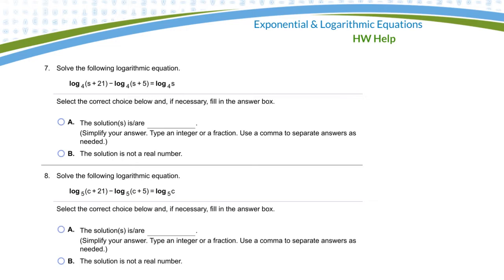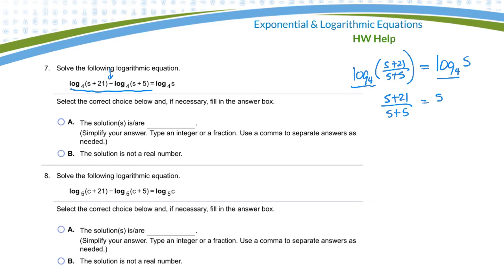Okay, ooh, a bit bigger one. I think these next three are the logarithmic squish things. So I'm going to squish these together. So that'll be log base 4 of the product, oh, not product, because it's a quotient law. (S + 21) over (S + 5) is equal to log base 4 of S. Property of logarithmic equality, those two are the same. Therefore, (S + 21) over (S + 5) is equal to S.